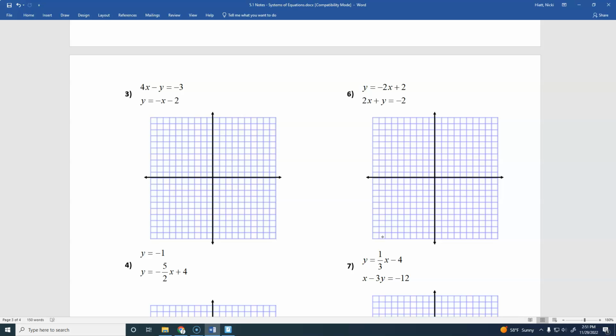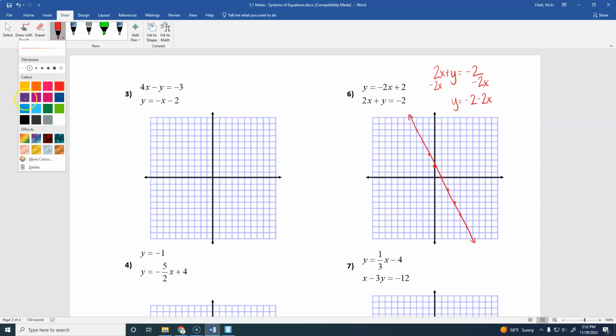All right, I've got y equals -2x plus 2. I can graph that right away. So y-intercept at 2, slope of -2. That will be this graph. And then I've got 2x plus y equals negative 2. So to graph that, I'm going to have to solve for y. I'll subtract my 2x. So y equals negative 2 minus 2x.